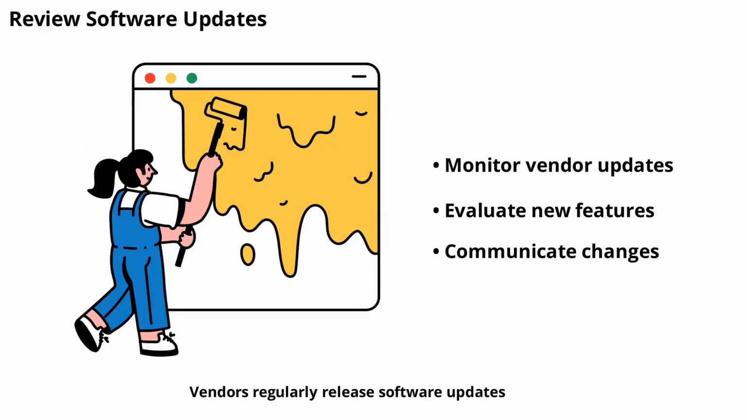Vendors regularly release software updates with new features and bug fixes. Stay informed about updates and evaluate how they might benefit your marketing team. Schedule regular reviews to decide which updates to implement and how to communicate changes to your team.